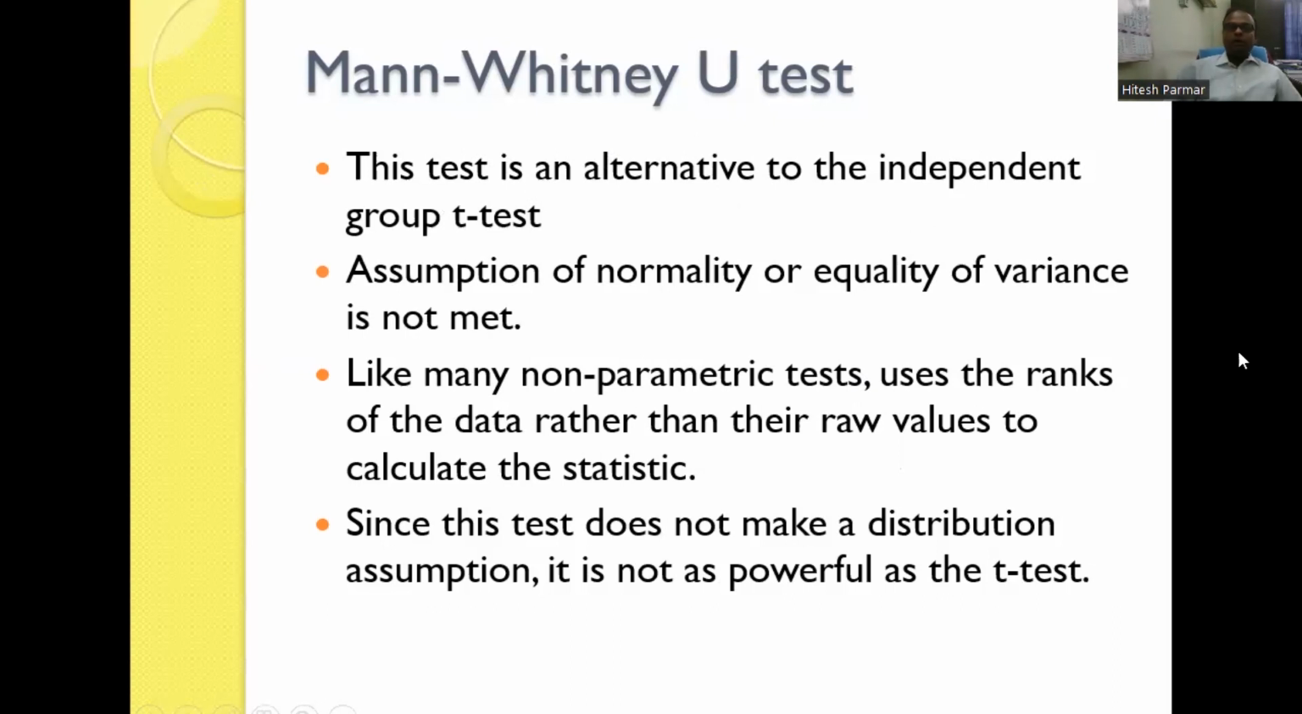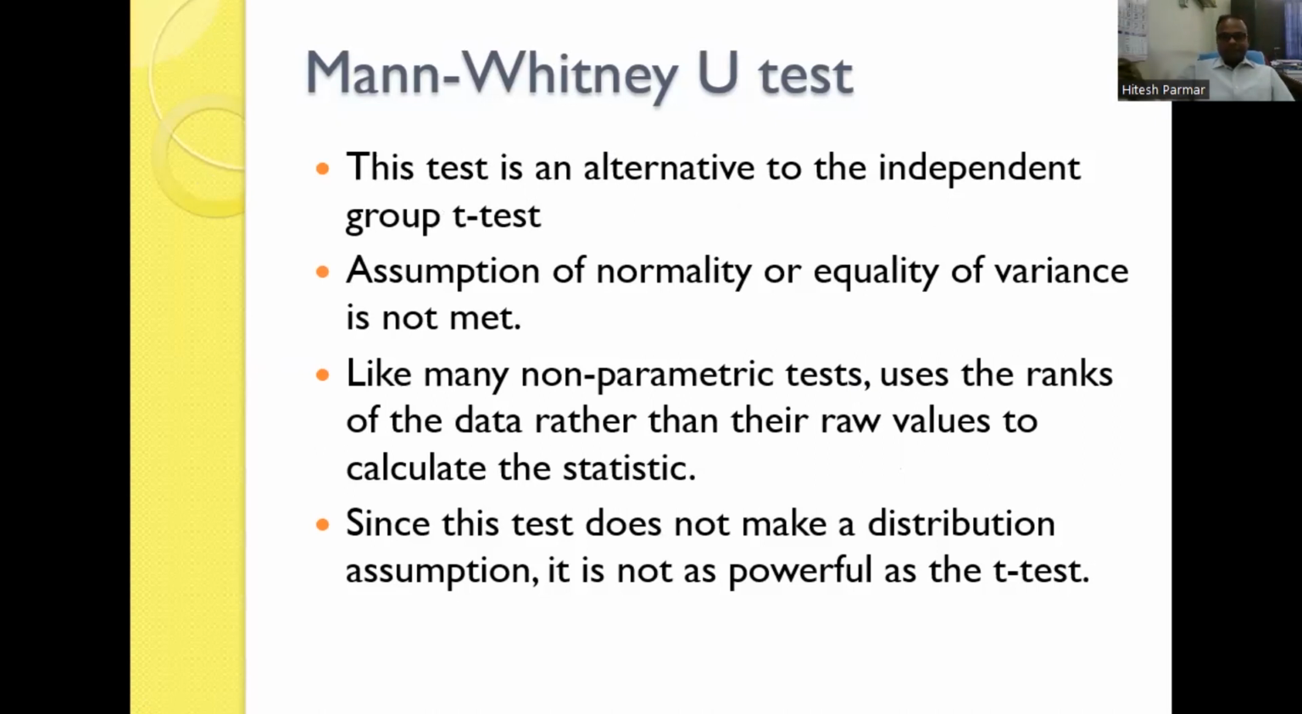It is an alternative to the independent sample t-test when assumptions of normality or equality of variance are not met. So we are not assuming any normality or equality of variances. Like many non-parametric tests, it uses the ranks of the data. Similarly, the way we discussed ranking in the Wilcoxon sign rank test, it also provides the ranking and then average rank, mean rank, all this.